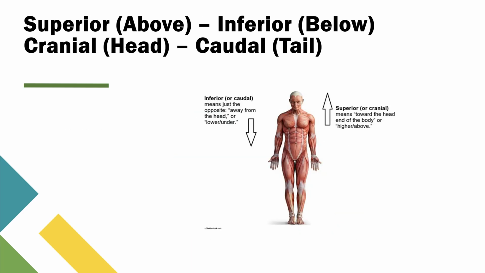The next directional term we're going to be talking about is superior or inferior, which means above or below. So superior is above, inferior is below. You can also sometimes say cranial or caudal. Cranial means towards the head, caudal means towards the tail, so below.